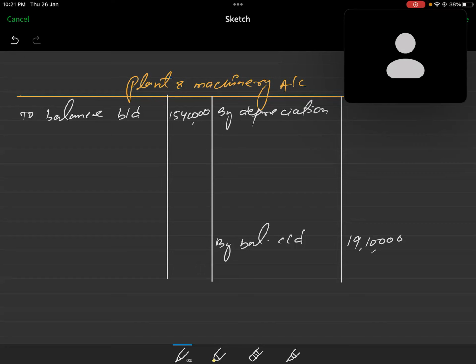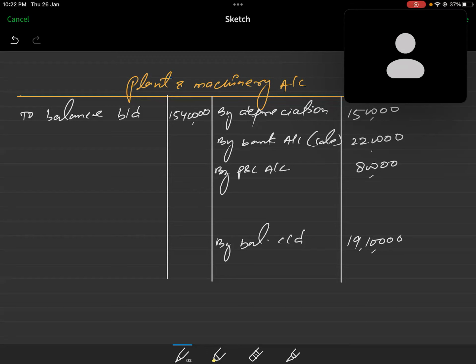There is a depreciation of 1,50,000. Yes. And then it says that we have sold a machinery. So by bank account, sale of machine at a price of 2,20,000. And since the machine which is being sold had the written down value as 3 lakh, that means we had suffered a loss. So by profit and loss account, 80,000 need to be credited to plant and machinery account. Got it? And that is it. There is nothing else that we need to write down.